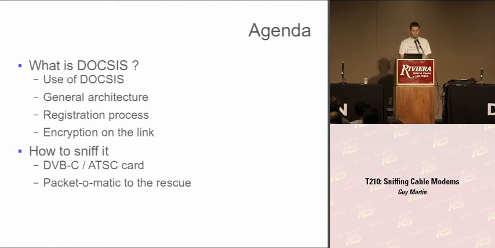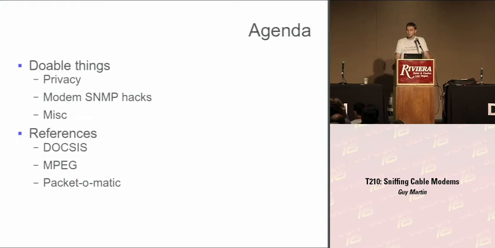About encryption on the link, there is encryption. Sometimes it's not mandatory. I'll talk about this later. Then how to sniff it, of course, what you came for, the crunchy part. DVB-C and ATSC cards, that'll be the hardware that I use. So there are two parts there, the hardware and the software. Software, I'll talk about Packetomatic, which is the software developed to do the sniffing. And eventually talk about what you can do once you sniff this.